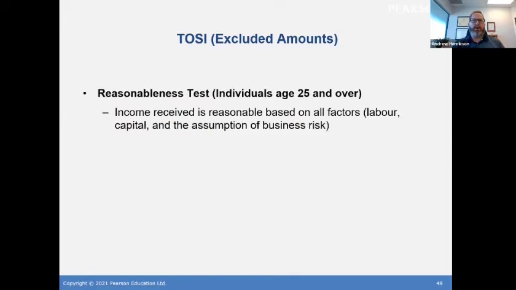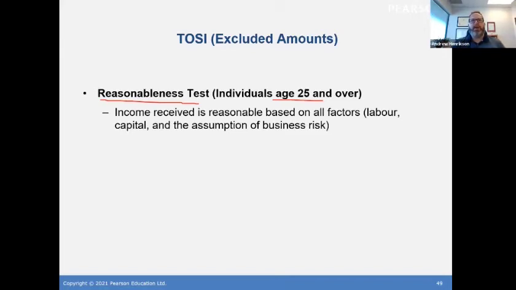We also have something called a reasonableness test. This is for individuals aged 25 and over. So this is a little more broad, and this is just saying, hey, is the income they received reasonable? Now, talk about gray area. Who's to decide what's reasonable? A lot of laws are based on what a reasonable person would do or think. So that opens up gray area.